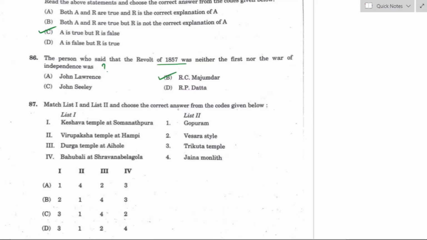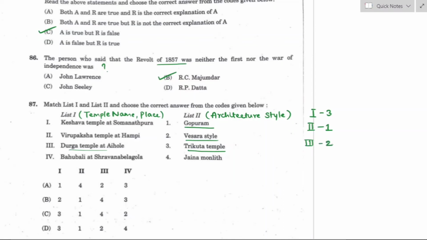Question number 87. Match list 1 and list 2 and choose the correct answer from the codes given below. Here list 1 is a temple name and place and list 2 is the architecture style of temple building. Statement 1, Keshava temple at Somnathpur is a Trikuta temple style. So for statement 1 it is 3. Statement 2, Virupaksha temple at Hampi is a Gopuram type of architectural style. So for statement 2 it is 1. Statement 3, Durga temple at Aihole is Veera style of temple. So for statement 3 it is 2. Statement 4, Bahubali at Shravanabelagola is a Jaina monolith structure.